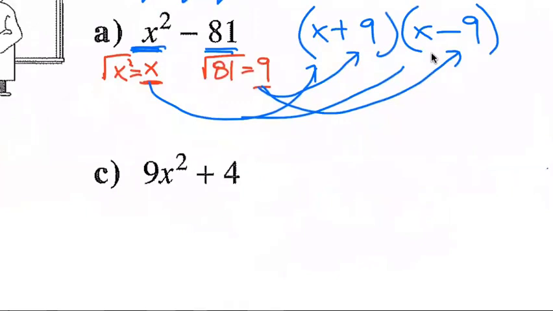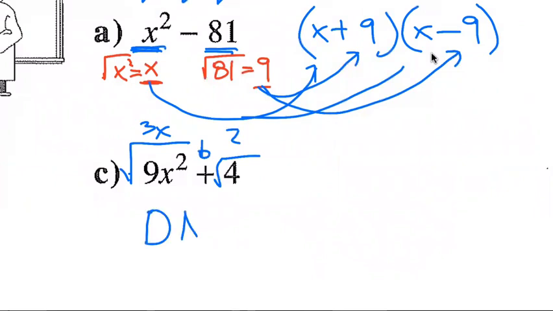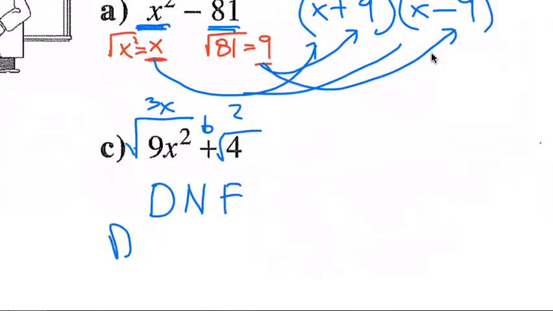Question C. Is 9x a perfect square? Square root of 9x would be 3x, so yes, it is. Is 4 a perfect square? Yes, it is. 2. Are they separated by a minus? No, they're not. This does not factor. DNF. Does not factor.